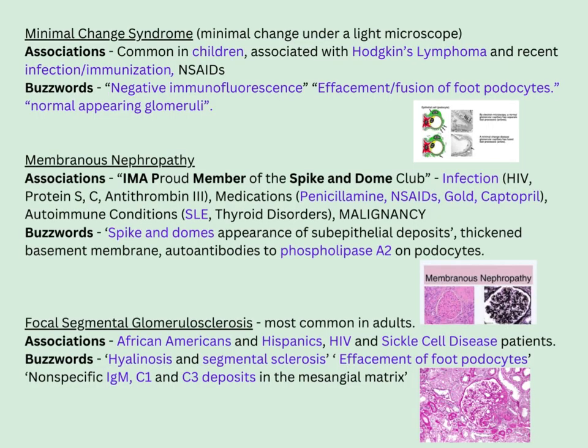Now we can go through the three most common types of nephrotic syndrome. And here I've listed their associations. So in minimal change syndrome, it's got minimal change under light microscopy, and it's the most commonly seen in children. It's often associated with Hodgkin's lymphoma and recent infections such as immunization.